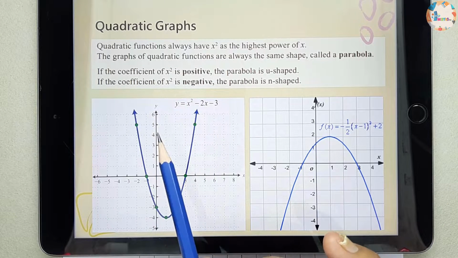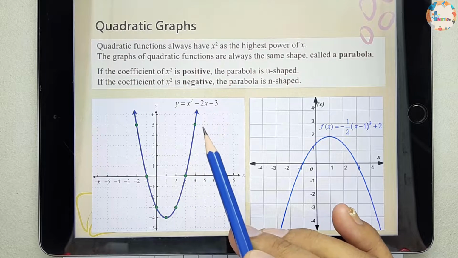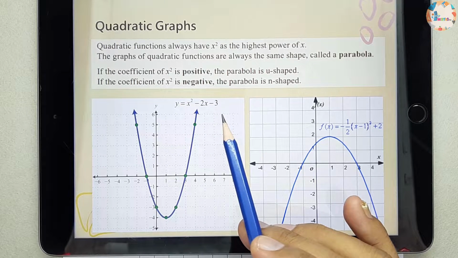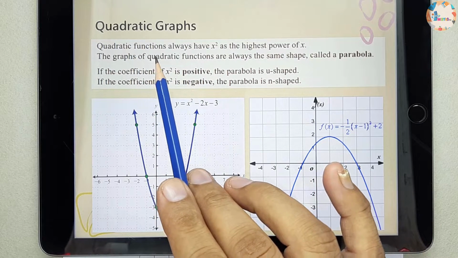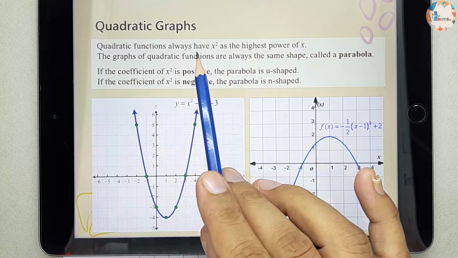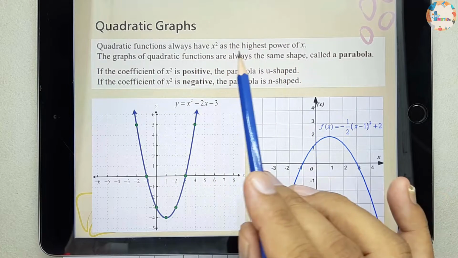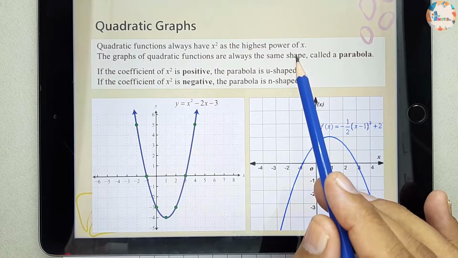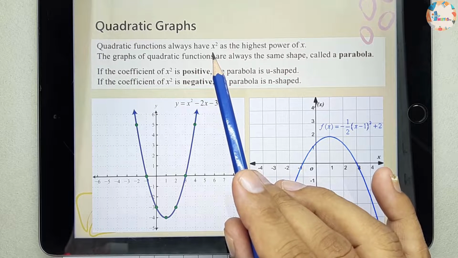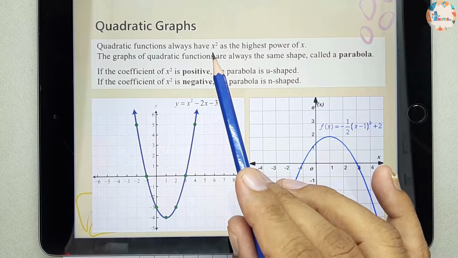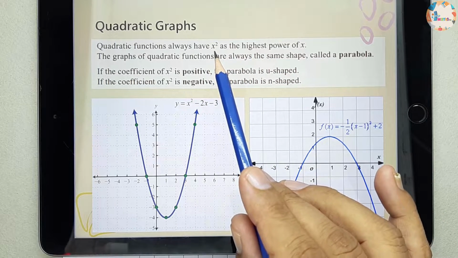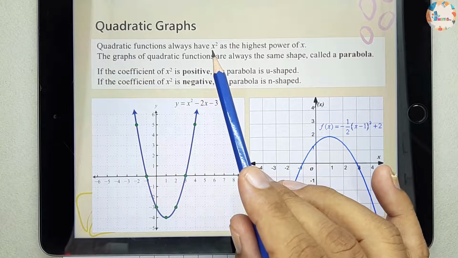Quadratic graphs are basically in the format where the general equation is y is equal to ax square plus bx plus c, and quadratic functions or graphs also always have x square as the highest power. So x square will be involved in that one, and the x square coefficient will not be zero. If it is zero, then it will not be a quadratic graph. So x square will be the highest power, and the coefficient of x square will be some positive or negative number, but it will not be zero.